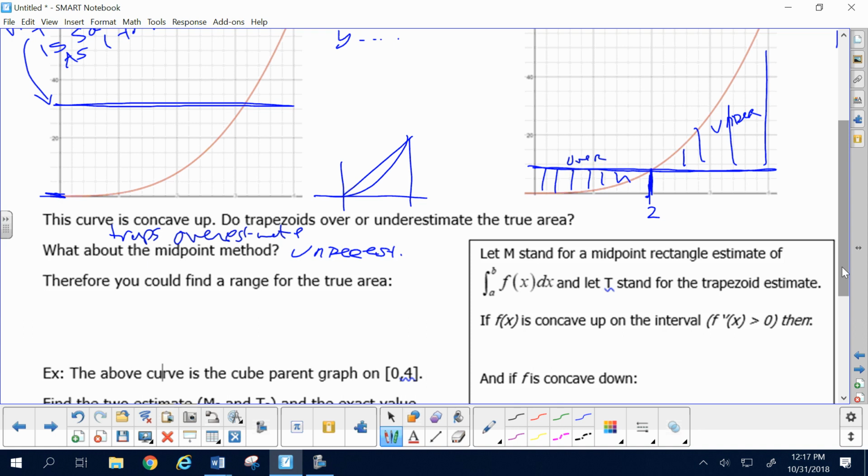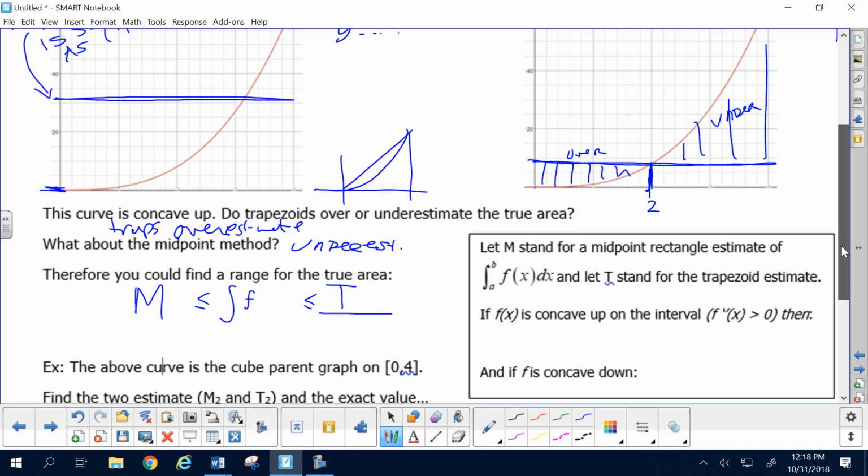All right. Now, we could therefore find a bound for this. The true area under this curve could be bound on both sides. I know trapezoids overestimate, so they're the upper bound. I'll call it T. And the lower bound, midpoints underestimate, I'll call it M. Now that's actually a very narrow window, much better than you can do with left-hand, right-hand sums. All right? And it's, again, about the concavity.